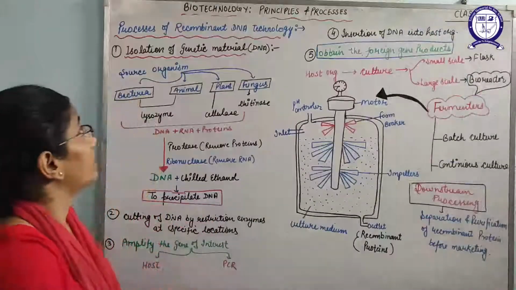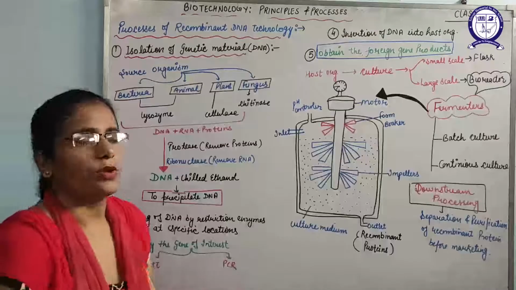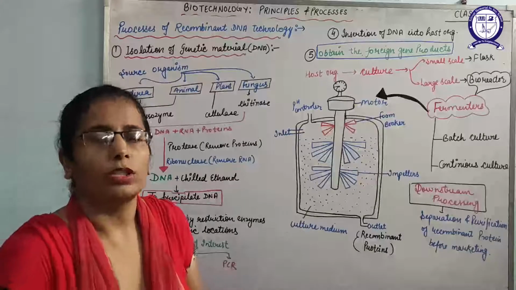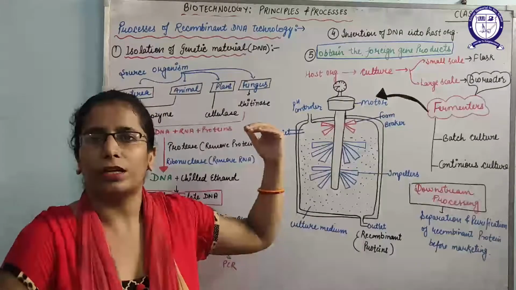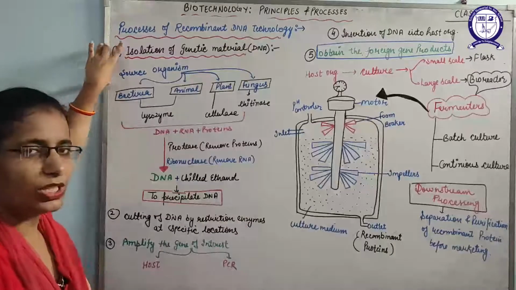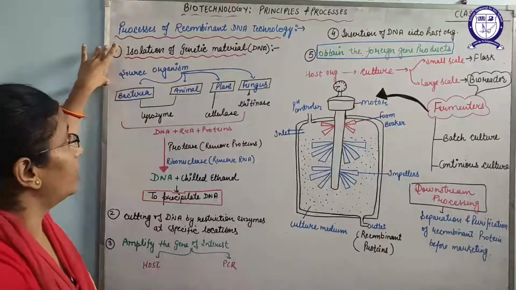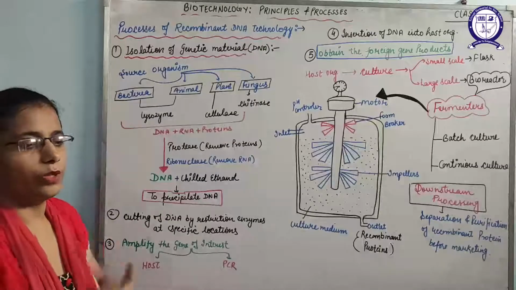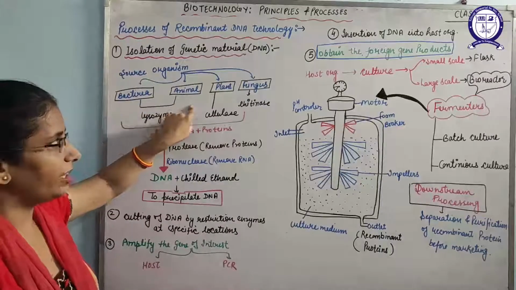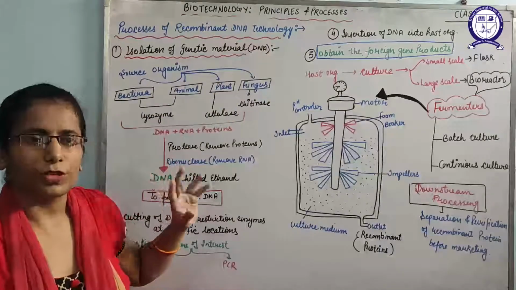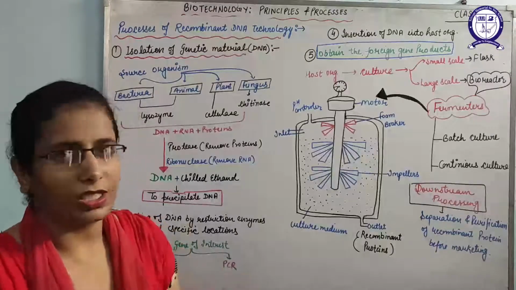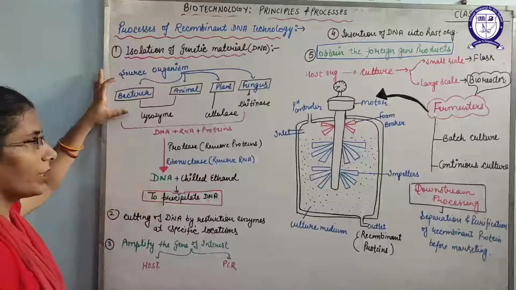Now we are discussing the process of recombinant DNA technology, because we have completed all the important steps or the topics of this chapter. So now we are going to discuss the complete process again. So first is the isolation of genetic material. Yes, genetic material, but it will depend from where we are obtaining that genetic material. Either we are obtaining from bacteria, animal, plant or fungus. So we have to break down the cell wall or the cell membrane to take out the DNA. So we have to work according to that.